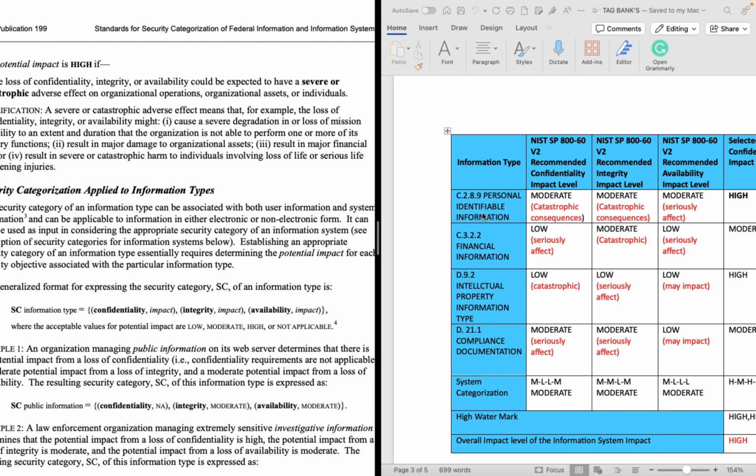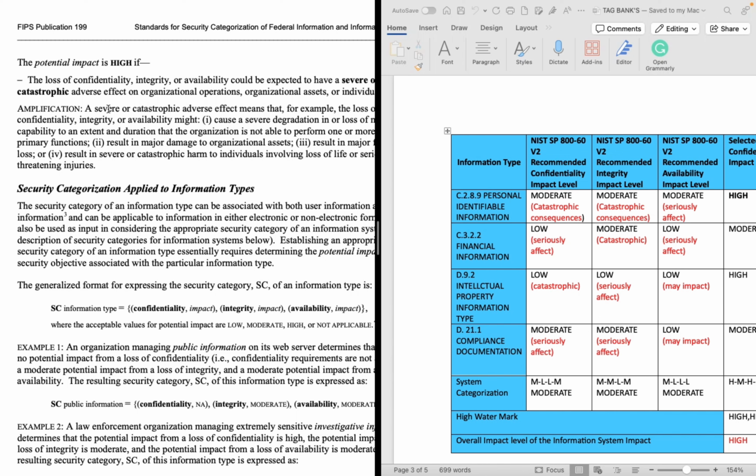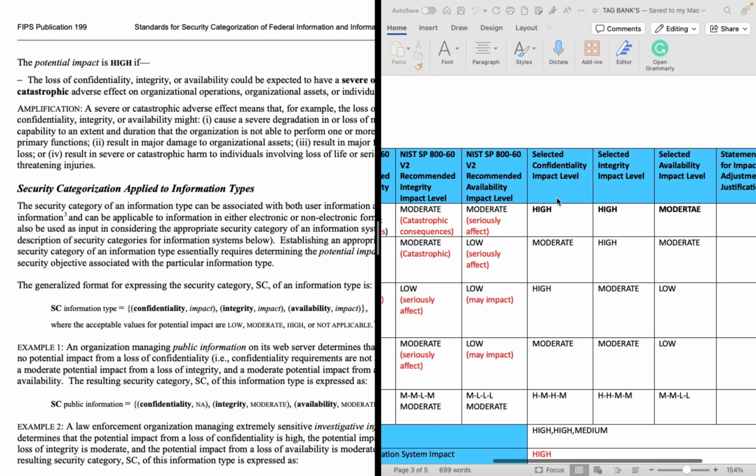Now, after interviewing the system owners, and the system owners have given us a picture of what the impact will be, we will now go to the FIPS document and map it. Now look at this personally identifiable information. The system owner says exposure of personally identifiable information will be catastrophic. Now let's see what the FIPS document says. It says the potential impact is high if the loss of confidentiality, integrity, or availability could be expected to have a severe or catastrophic adverse effect. That means we would have to adjust this from moderate to high.